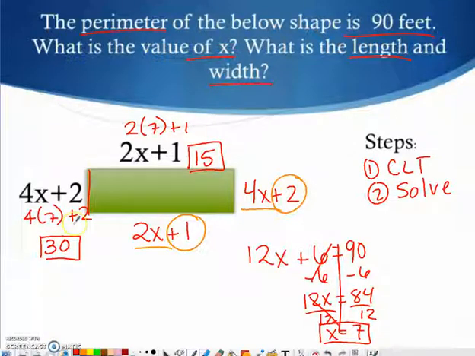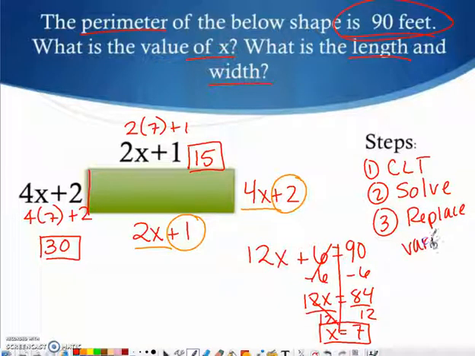But if this is 30, and then that says 15, and you could add it. If I added up 30 feet over here plus 30 feet over here, and then 15 feet and 15 feet, I'd get 90 feet. So for perimeter, all you do is you combine like terms, and if it gives you what the perimeter is, you set it equal to it and solve, and then you're done. Okay? So step 3 right here, I guess you could say replace variable, which is what we did. We replaced our variable. Perfect.